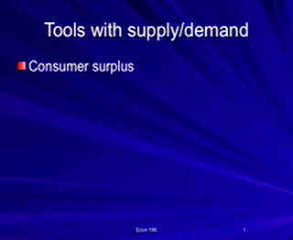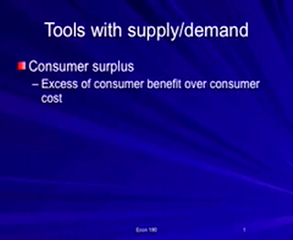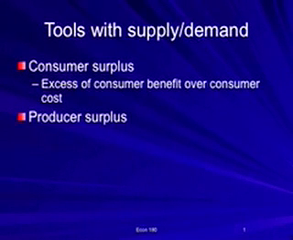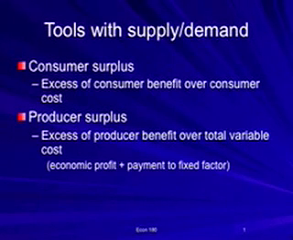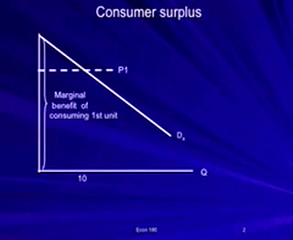Consumer surplus measures the difference between what a consumer was willing to pay and what they had to pay. Producer surplus measures the difference between what a producer earned in the market and what it costs to make it. The consumer's willingness to pay is shown by the height of the demand curve.